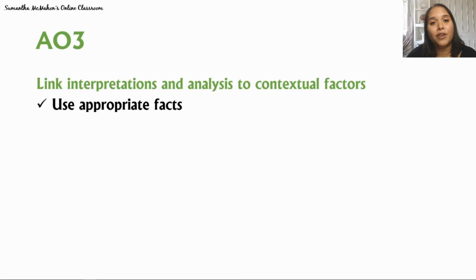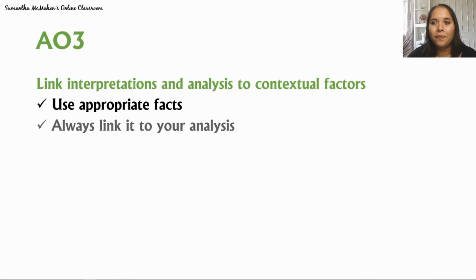You need to use appropriate facts. Sometimes I find that just to add a bit of AO3, students just throw in some sort of fact. But if it's not really linked to what you're saying, then you're not going to get marks for it. So you need to always link whatever you are saying to the analysis. And I'll show you an example in a minute. And be accurate. Okay, make sure you remember, even if it's just 3 facts about each author, make sure those facts are accurate and they're precise. You don't want to be getting things like that wrong or being slightly inaccurate.